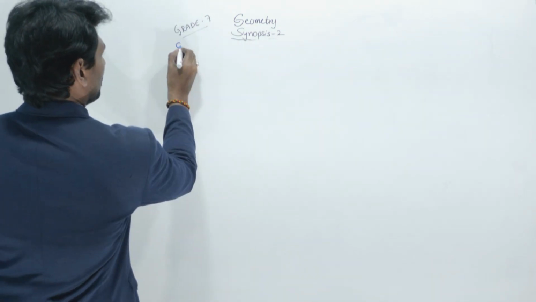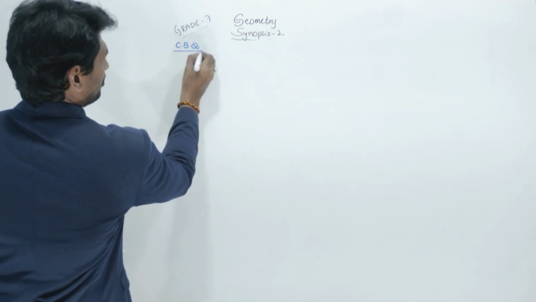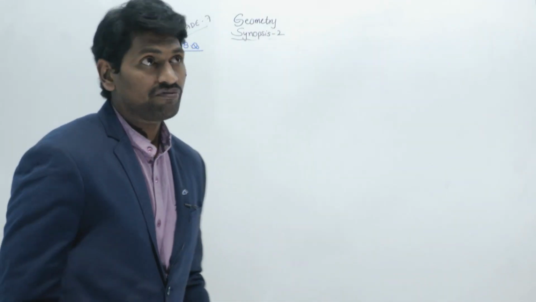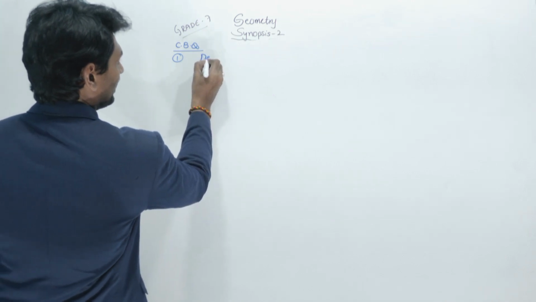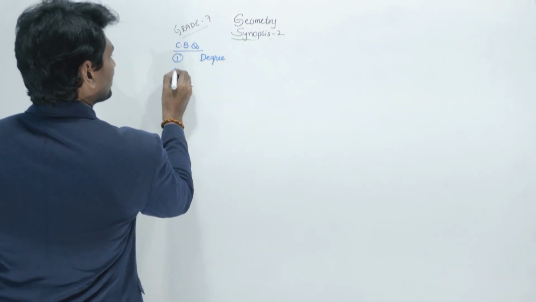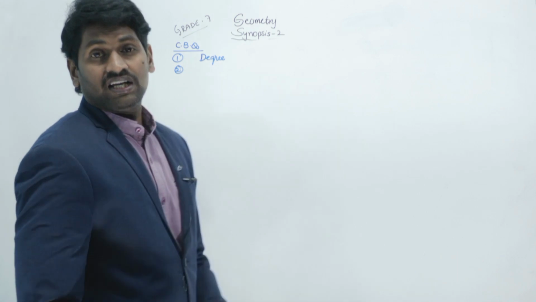We'll discuss concept based questions. The first one, very easy. The unit of measure of an angle. The unit of measure of an angle is degree. I told you the measurement of angles is represented in degrees.